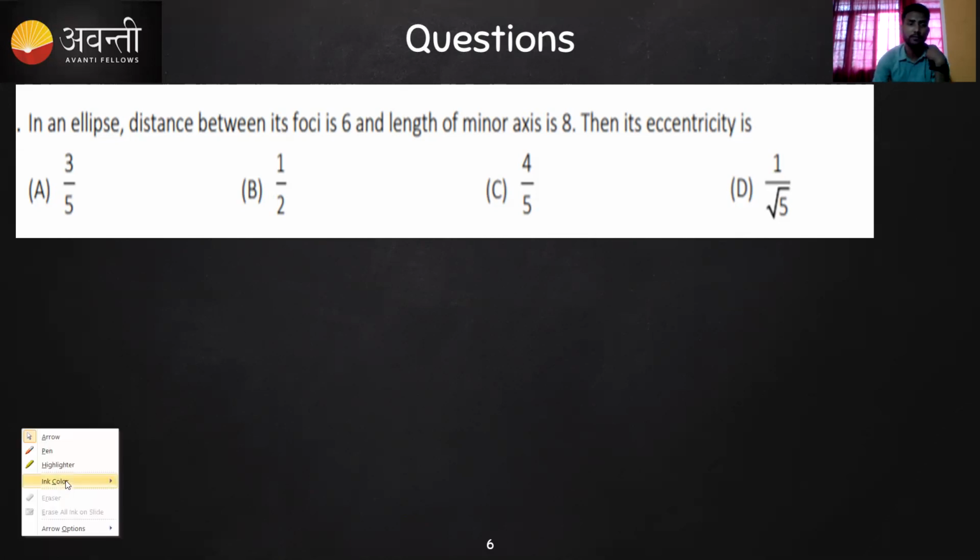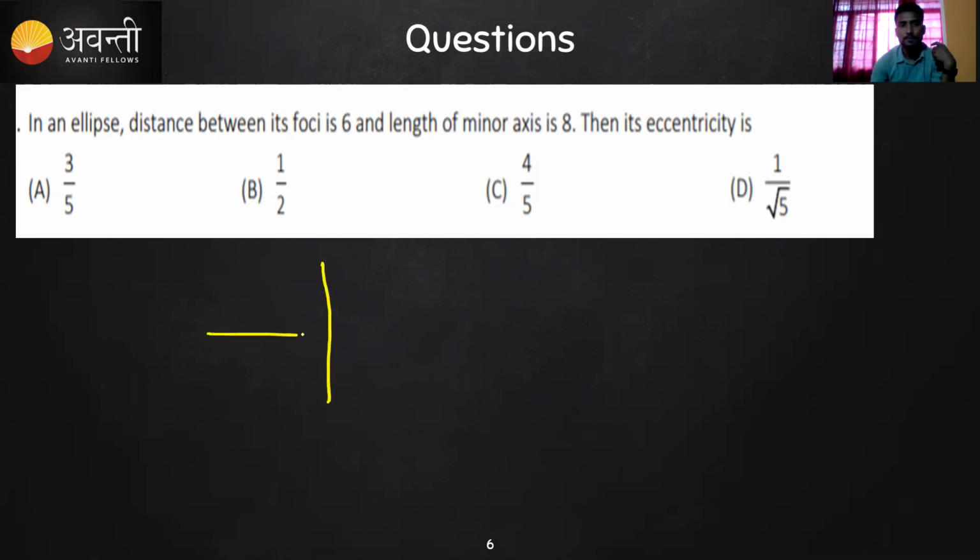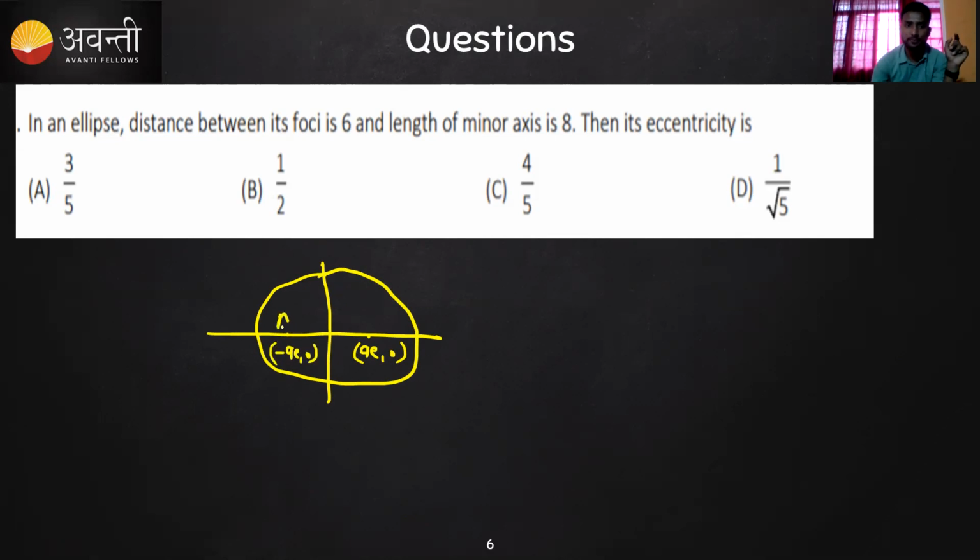So simply what we can do, I'm just drawing an ellipse here. I think everyone knows this. The focus is ae comma 0, and this is minus ae comma 0. Everyone knows there are two foci in an ellipse. So if this is a and this is b, what will be the distance between the foci? It is already given, this is 6. From here you can see the distance between the two foci is nothing but 2ae, and it is equal to 6.